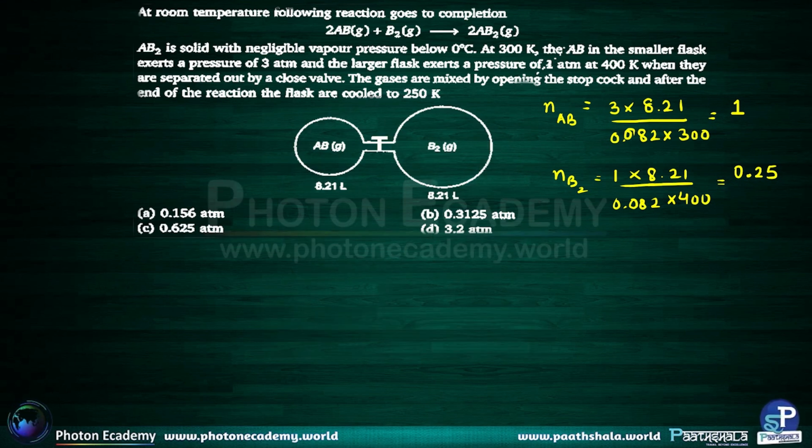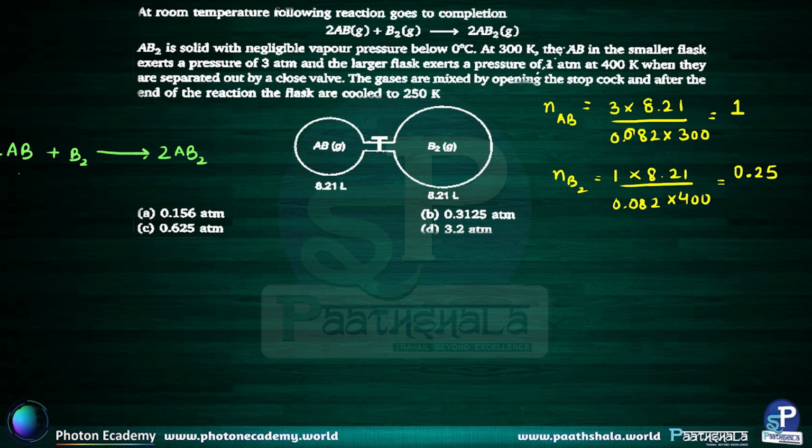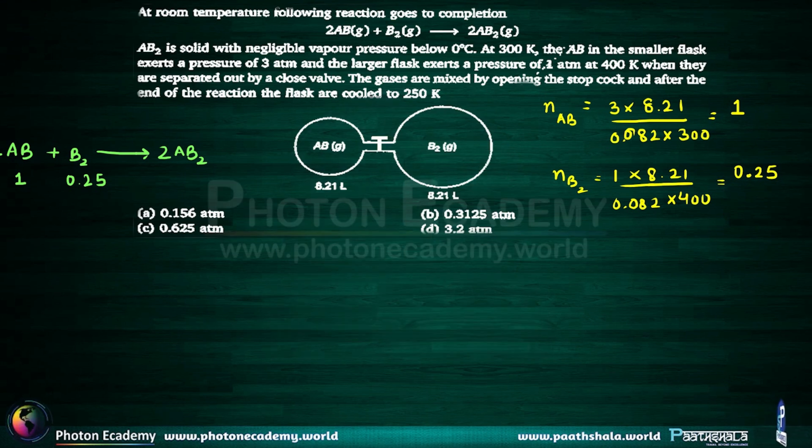Now let's look at the reaction. The reaction is basically 2AB plus B2 forms 2AB2. Initially we have 1 mole of AB and 0.25 moles of B2. For 2 moles of AB, we require 1 mole of B2, so for 1 mole of AB, we would require 0.5 moles of B2. But we do not have that, which means the limiting reagent is actually B2.